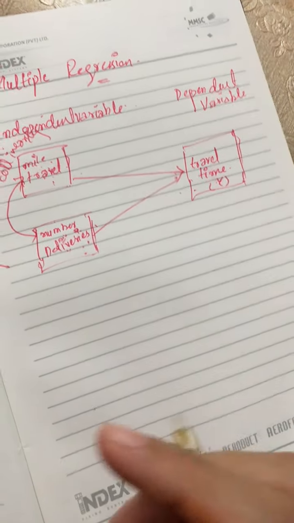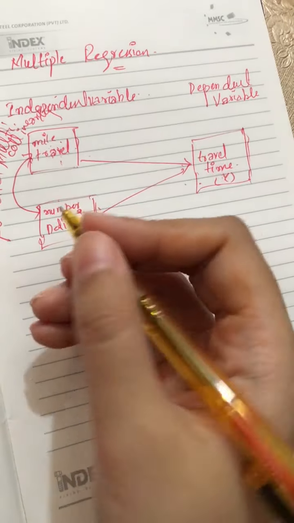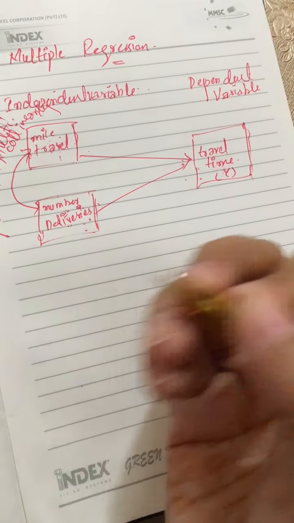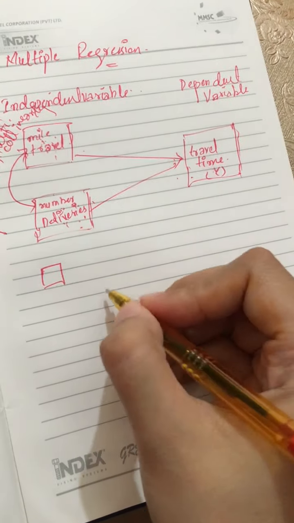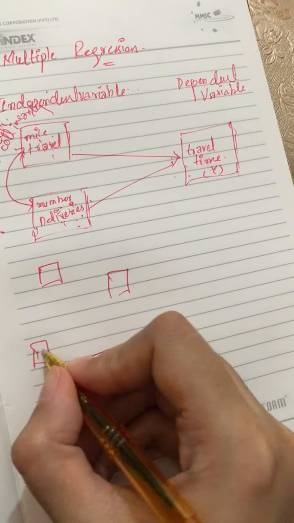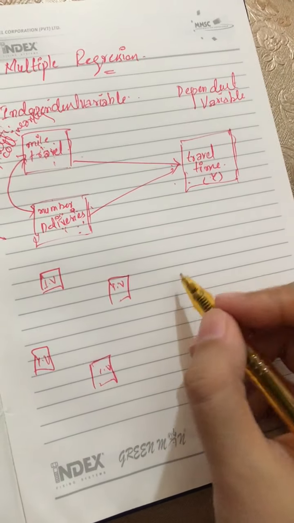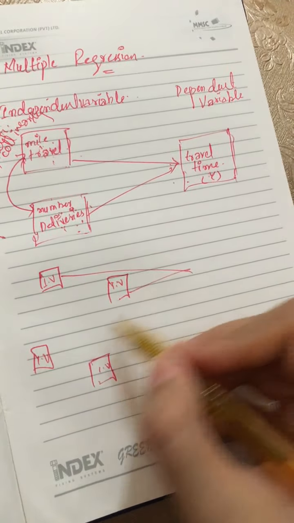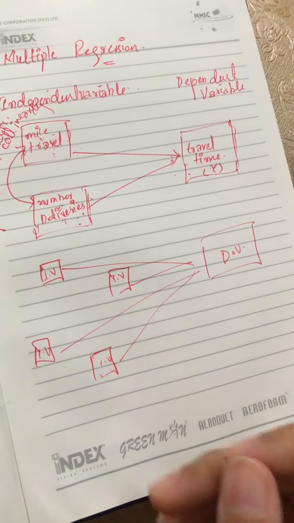Next, if we have a multiple relationship, that means I have two or more than two independent variables, and these independent variables result in some dependent variable. That means if I have four independent variables, and on the basis of these four I got that result, that means some dependent variable.